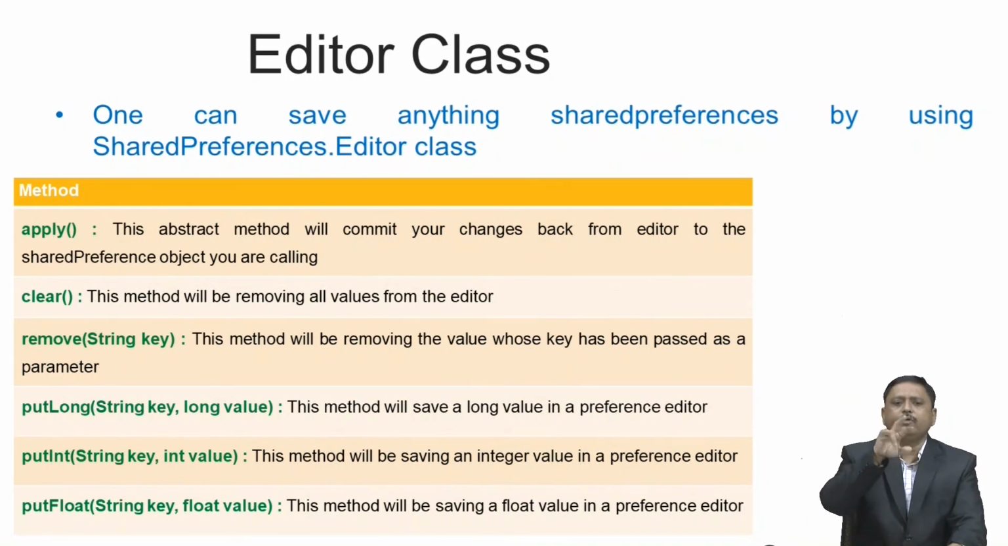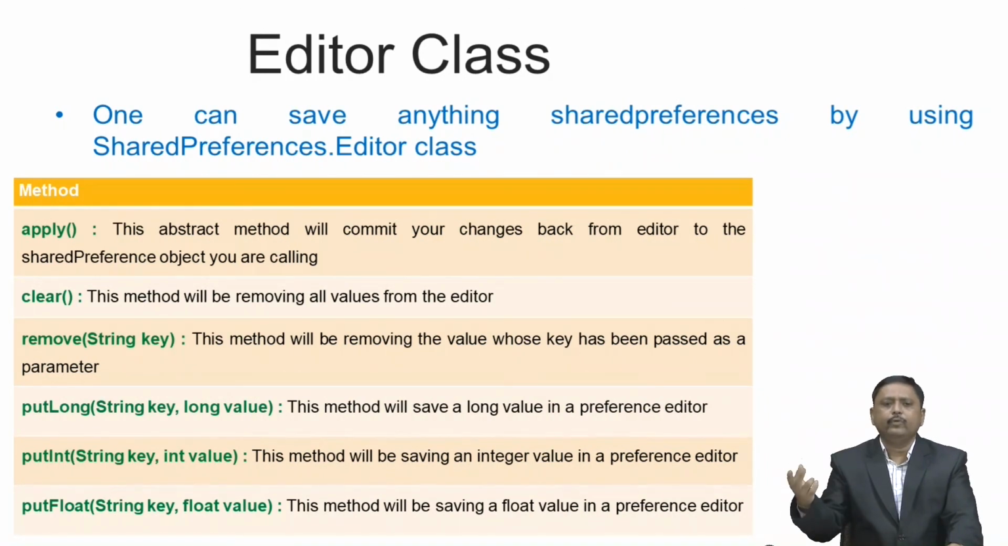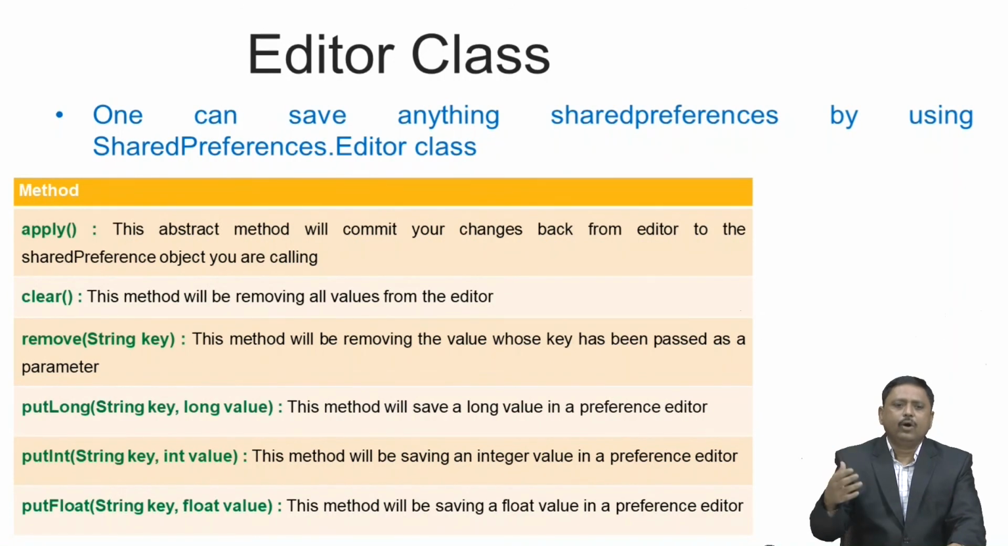So always you have to specify the key and its value. The value may be long, integer, float or string also. So using the editor, you can store the actual value with the key name and value inside SharedPreferences.